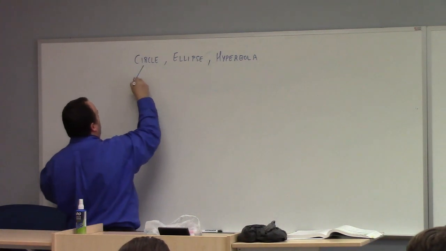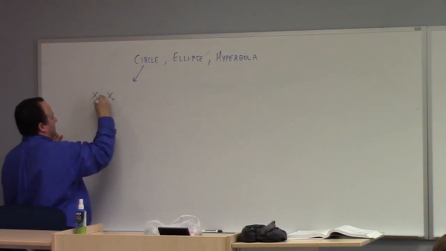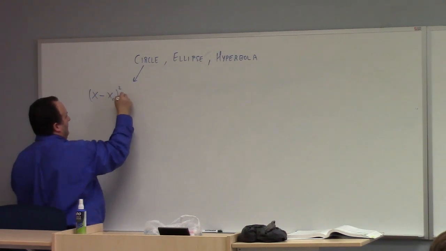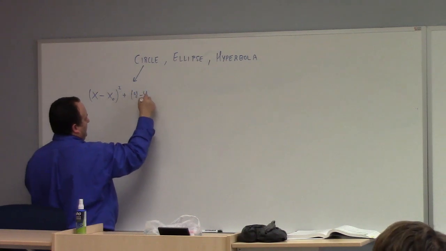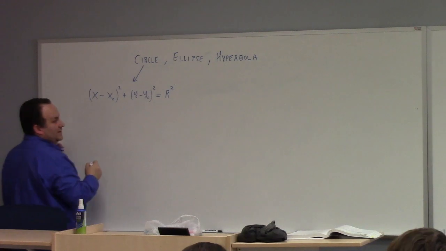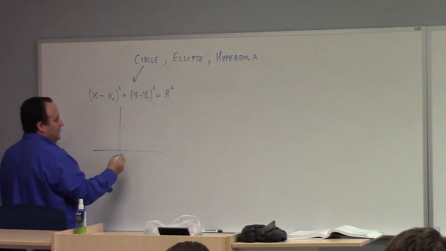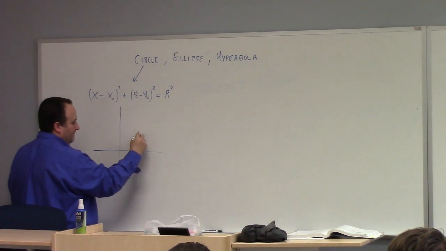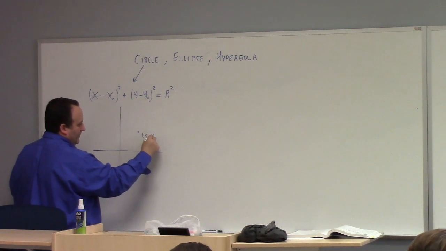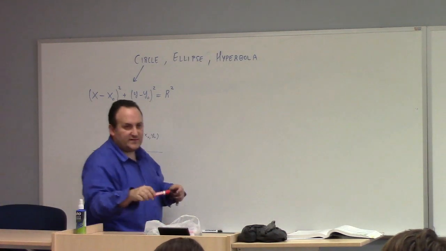The equation of a circle is something like this. (x minus x naught) squared plus (y minus y naught) squared equals r squared. This is a circle. Its center would be x naught, y naught. All right? And it's the collection of all points that is what? Distance what?